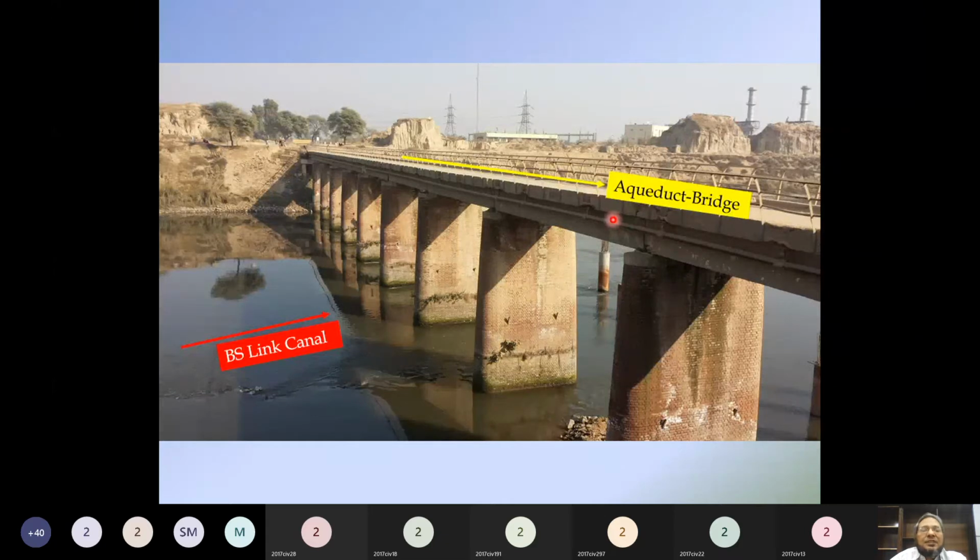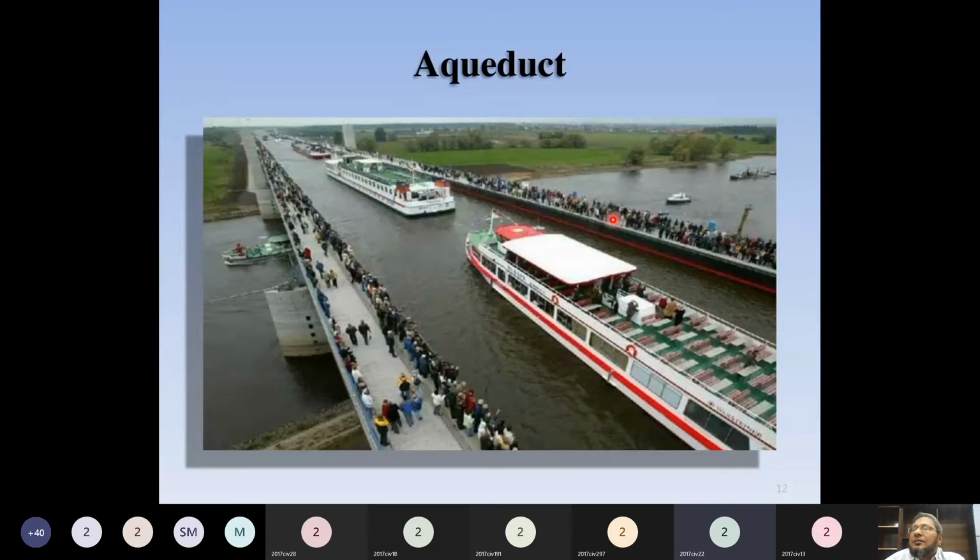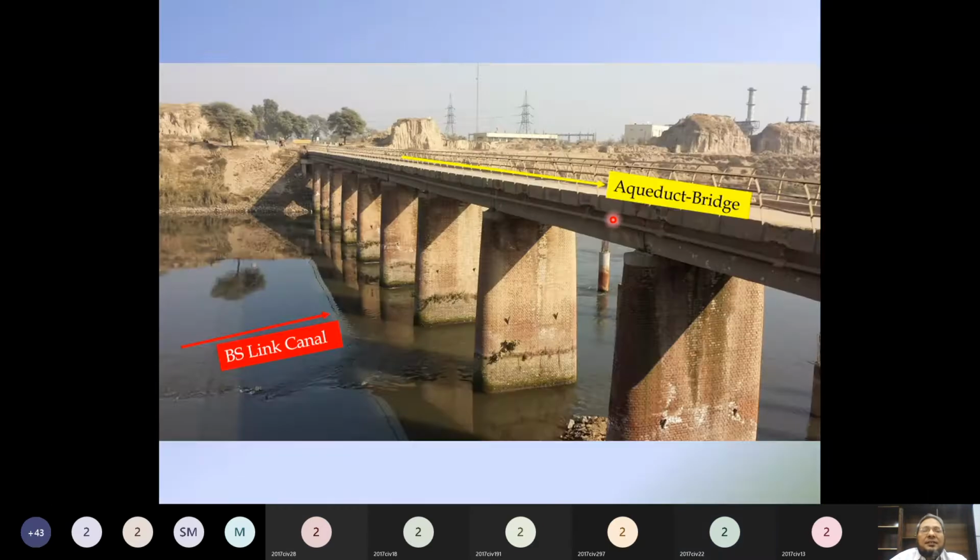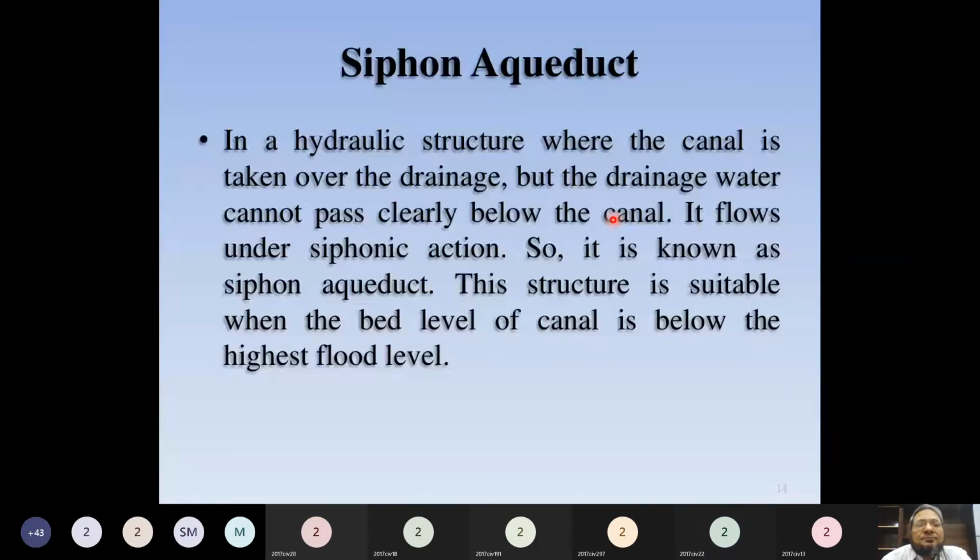When do we provide an aqueduct? When the bed level of the canal is higher than the highest flood in the river, the high flood level in the river. Yes. So now let us discuss the Siphon Aqueduct.